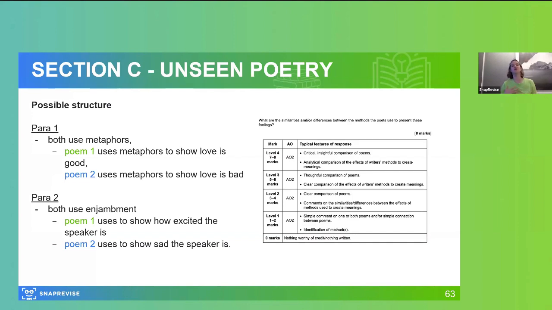So again, using PEA probably in this instance, because it's worth 8 marks, you don't need to be going into a lot more detail. Whereas, like I say, with question 1, you're focusing on one poem, and it's worth 24 marks. So you would probably want to use PEAL in question 1 in section C, and PEA in question 2 of section C.